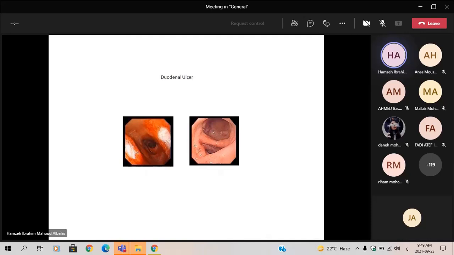We give IV fluid, we give PPI, double dose proton pump inhibitor, that decreases the inflammation and treats the causes of ulcer. And we have to do electrolyte management, and we have to do surgical management if the medical treatment has failed.